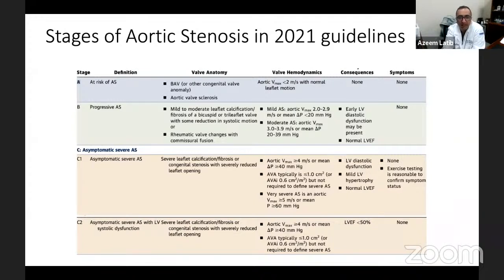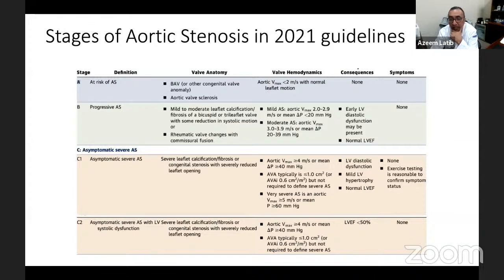So it's someone whose valve has severe leaflet calcification or fibrosis with severely reduced leaflet opening. By our definitions of hemodynamics, the stenosis is severe, so the max velocity is greater than 4, the mean gradient is greater than 40, and the aortic valve area is less than 1, or the indexed aortic valve area is less than 0.6, but that's not required to define severe AS. And then there's very severe AS, which is a velocity greater than 5 and a mean gradient greater than 60.